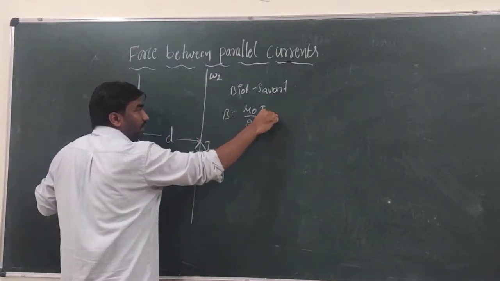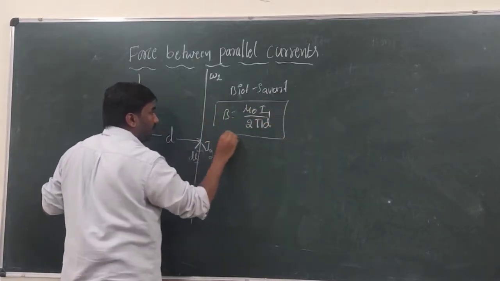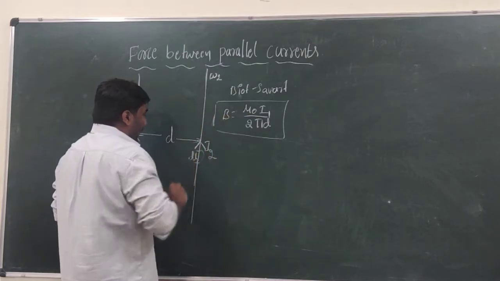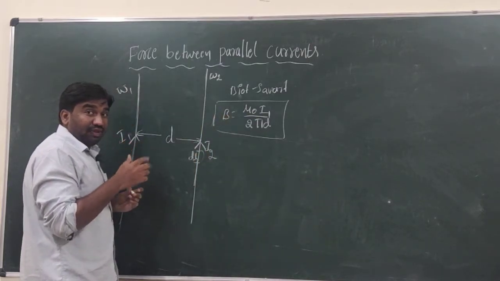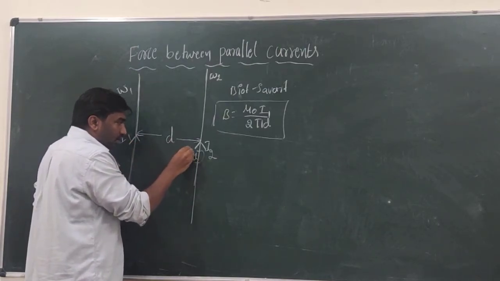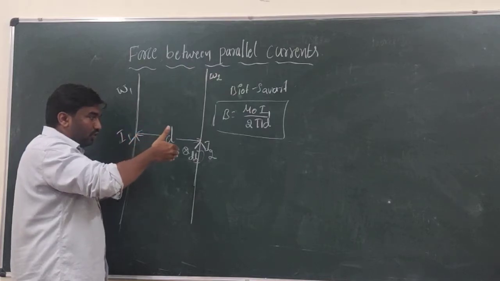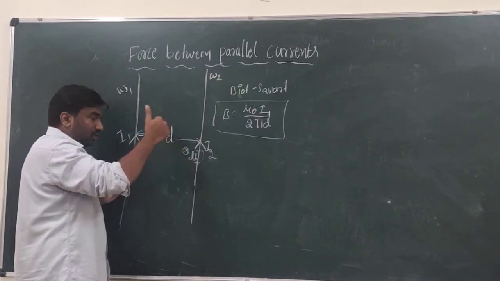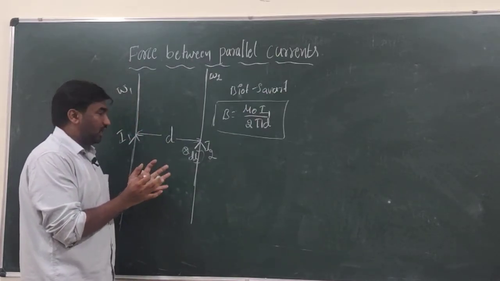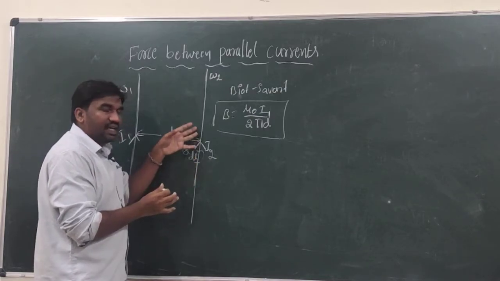So your current is I1, and this is the magnetic field here in this region. The direction of the magnetic field here due to this current is into the board, perpendicular. Now I am going to calculate the force. Here there will be a magnetic field, and definitely this magnetic field will exert a force on this current wire, right?